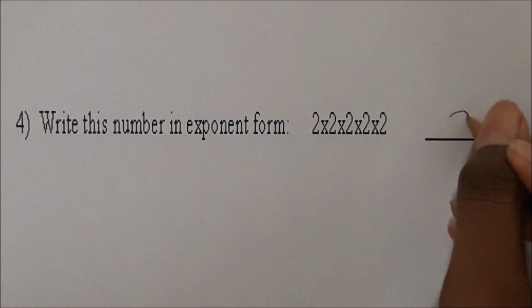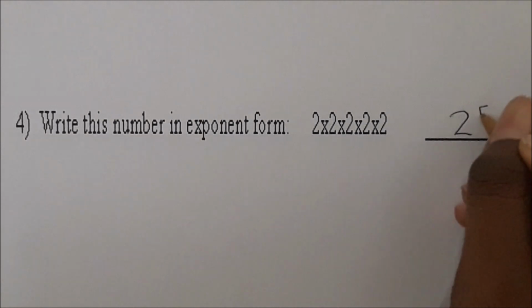Okay, Raphael, read number 4. Write this number in exponent form, not expanded. Read what they have. 2 times 2 times 2 times 2 times 2. Write it in exponent form. 2 to the 5th power. 2 to the power of 5.